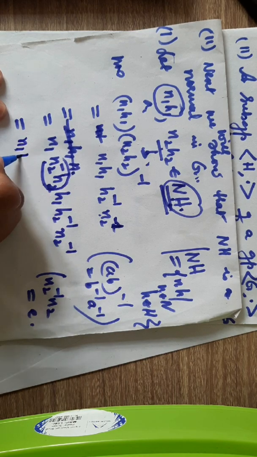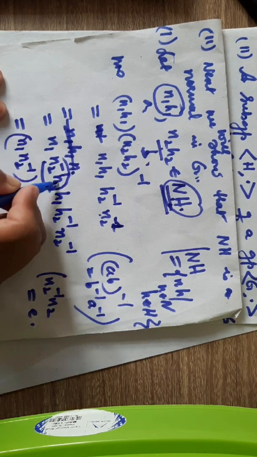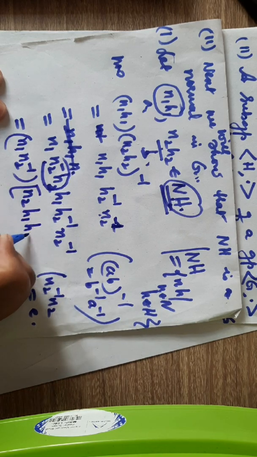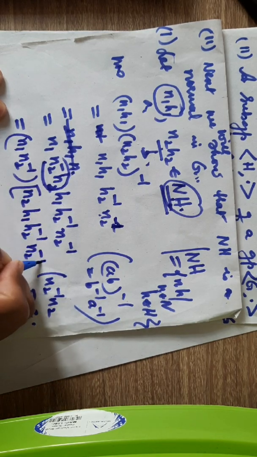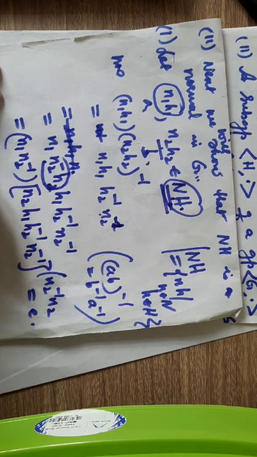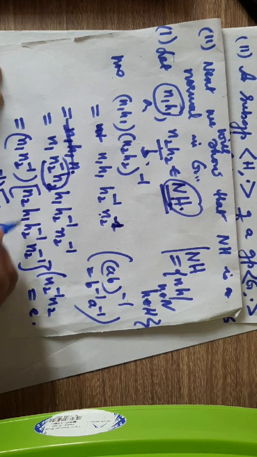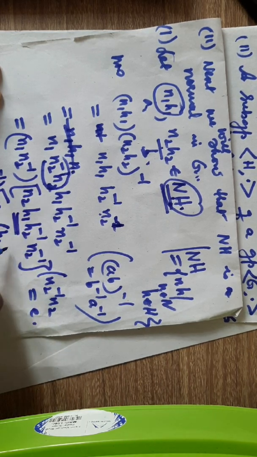Now combine this one, N2 inverse, together. Then N2, H1 H2 inverse N2 inverse. This is N1 N2 inverse. Now this will be N2. Then take this element H1 H2 inverse as a single element, H1 H2 inverse N2 inverse.